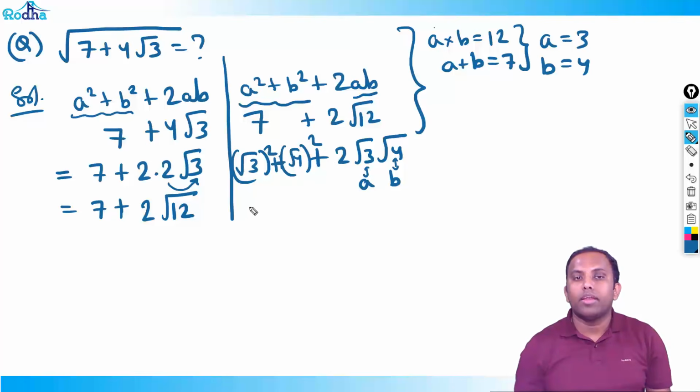Root 4 square, right? So what is root 4? Root 4 is 2 only, right? So it becomes basically what? It becomes a square plus b square plus 2ab. That is a plus b whole square.